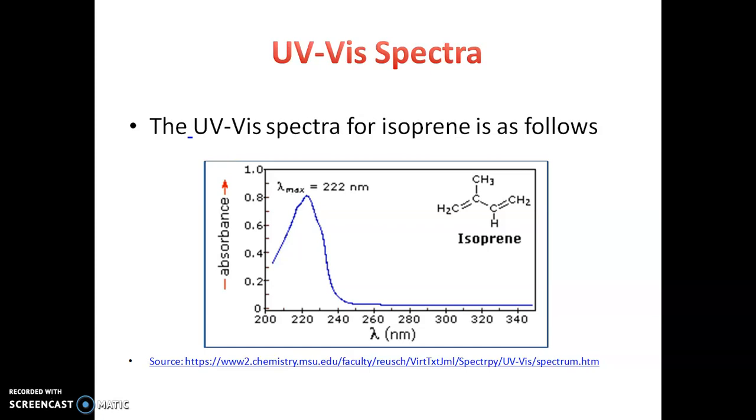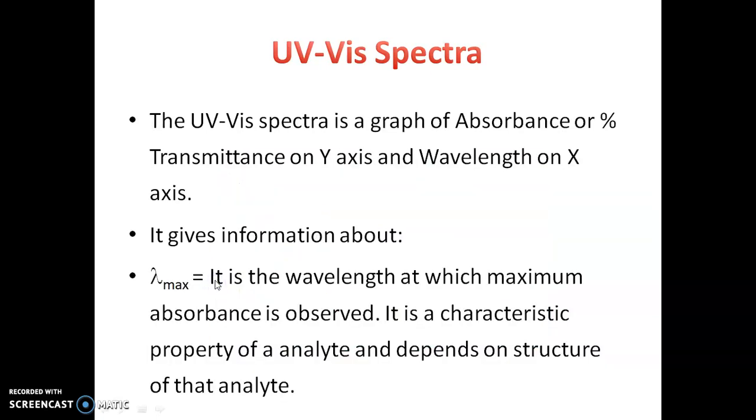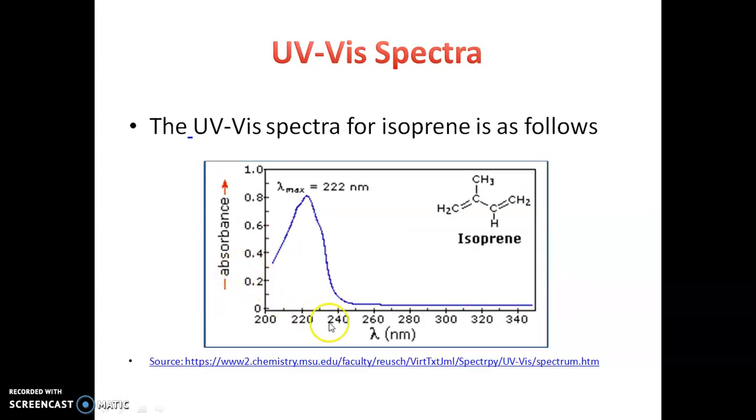So this is a sample UV visible spectra. This UV visible spectra belongs to isoprene. UV visible spectra is a graph in which the y-axis is the absorbance or percent transmittance, while the x-axis is the wavelength in nanometer. So if we consider isoprene, the graph will give us two important properties.